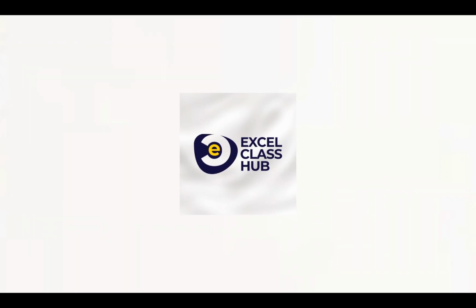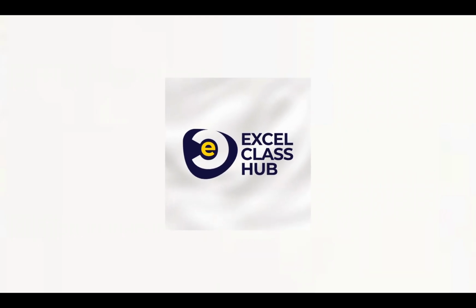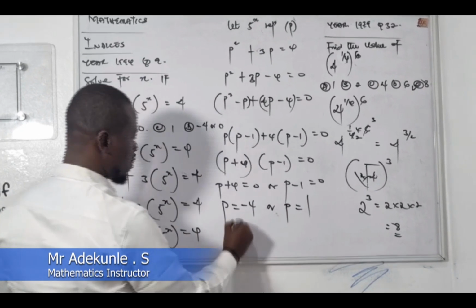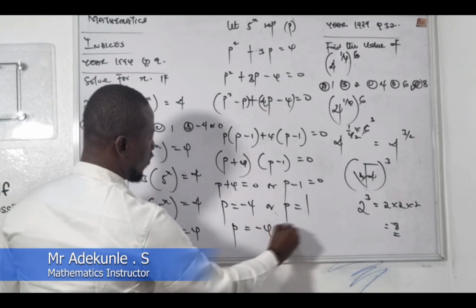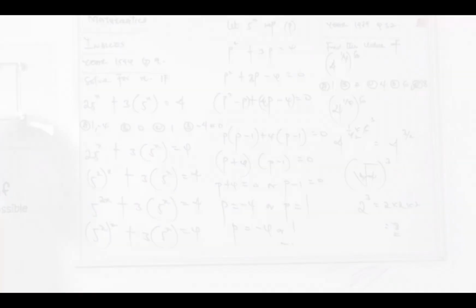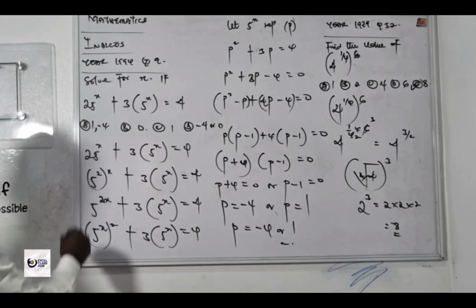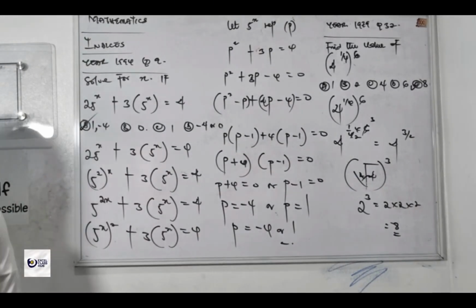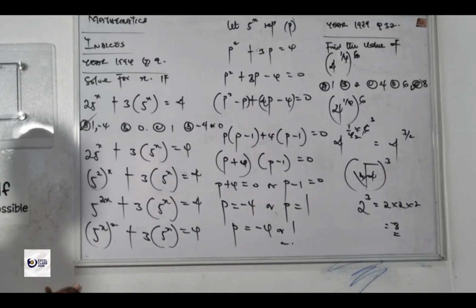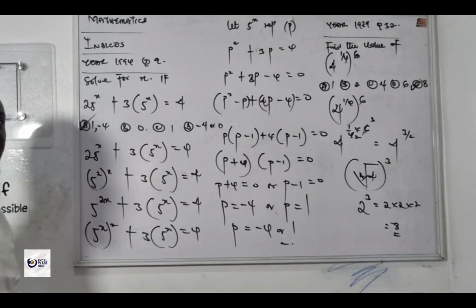So 4 here is plus, coming outside to be minus. That means P equals minus 4, or minus 1 coming outside should be P equals 1. So my final answer should be minus 4 or 1. The final answer is minus 4 and 1. Which of the options there? Option A. Should in case you see any question like this on the day of your exam, you should be able to solve. So I'm going to stop here for indices.